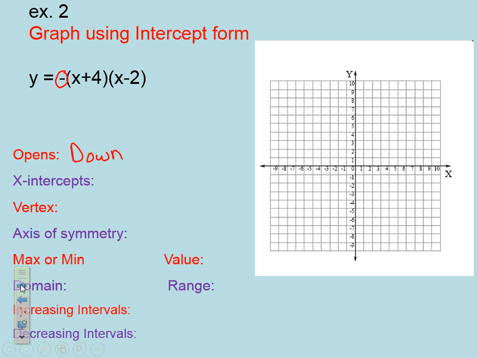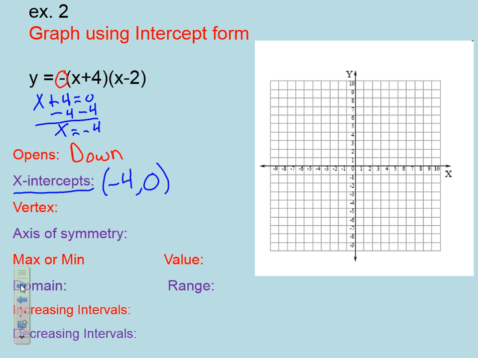Next thing is our x-intercepts. This is very, very important. When we think about x-intercepts, that's when we let y equal 0. So here I could have x plus 4 equals 0. If I'm solving for x, I'm going to subtract 4 on both sides, so x equals negative 4. Since we're graphing, we're going to work with points, so our x-intercept is negative 4, 0.